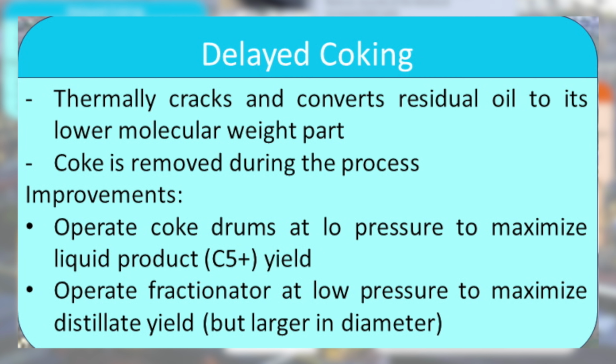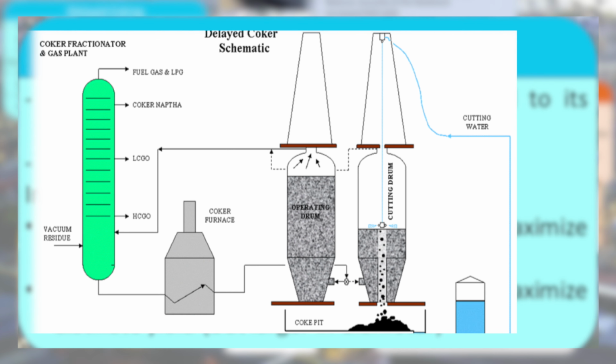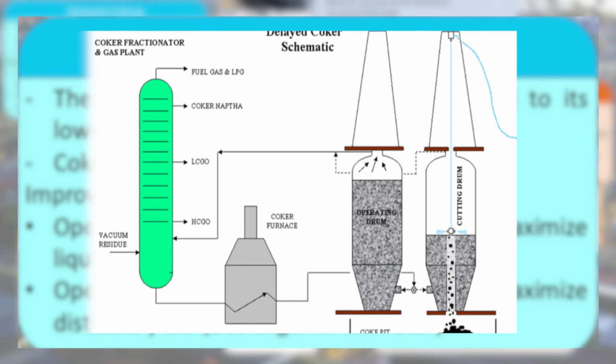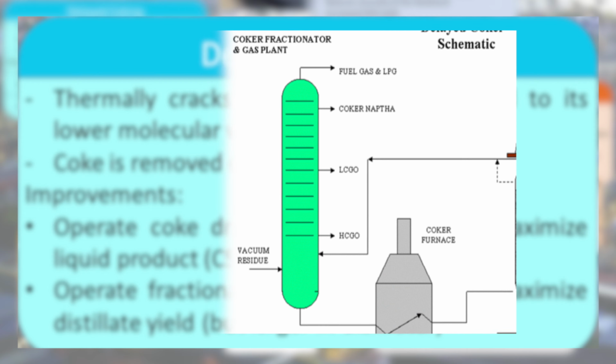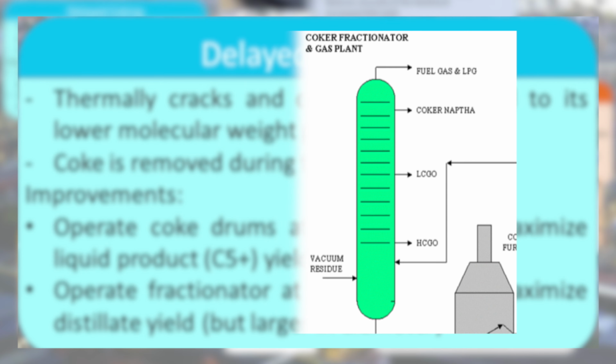The process thermally cracks the long-chain hydrocarbon molecules into shorter chain molecules, leaving behind the excess carbon in the form of petroleum coke. During the process, the coker fractionator first receives and separates the feedstock. Fuel gas, naphtha, light coker gas oil, and heavy coker gas oil are side-drawn from the fractionator and recovered.